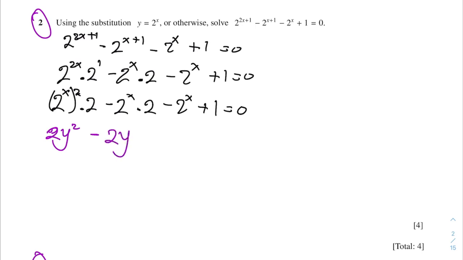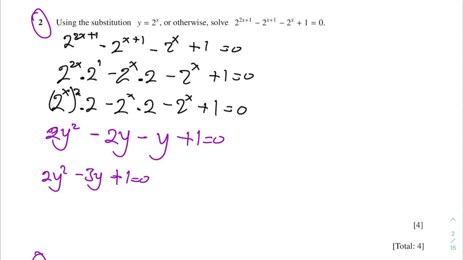Okay, and then if I put y here, I'm going to get just negative y. And then I'm going to have my plus 1 equals 0. Therefore, I have this 3y plus 1 equal to 0. Okay, now from here, it's a quadratic that we need to solve.